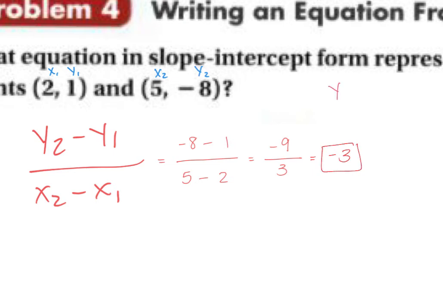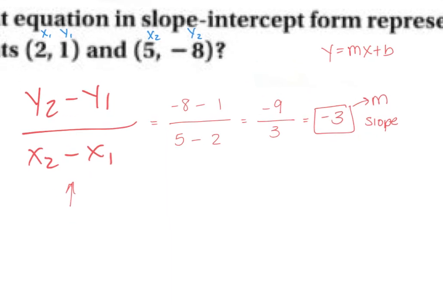Who can tell me, if we've got y equals mx plus b, what did I just find? Y, m, x, b? What do you think, Roy? M. Why did we just find m? How do we know this is m? We use the slope formula. M is always our slope, right? So this is our m, our slope. Remember, this formula here is our slope formula. When we find this, now we have our slope. So our slope is -3.